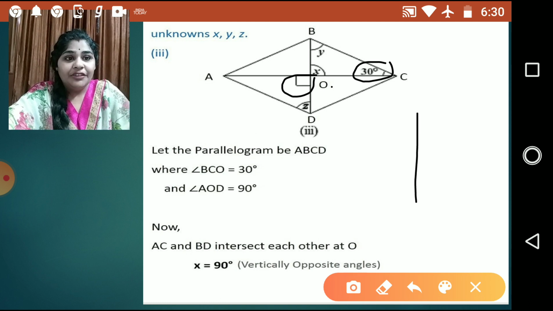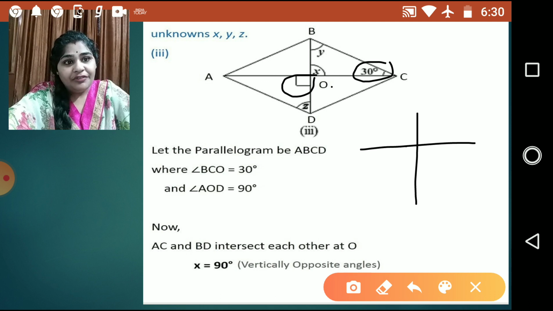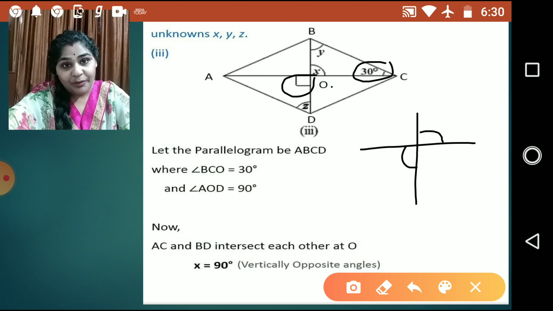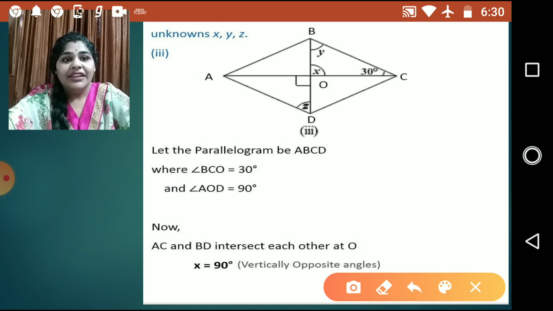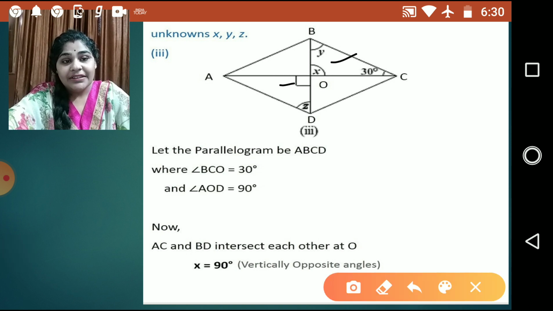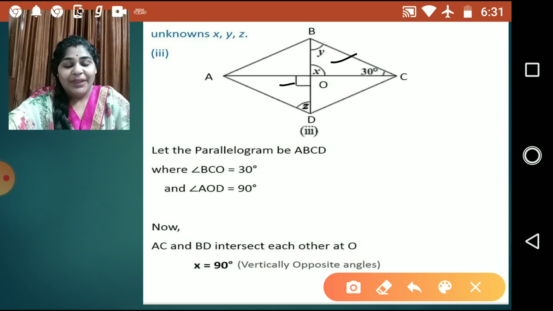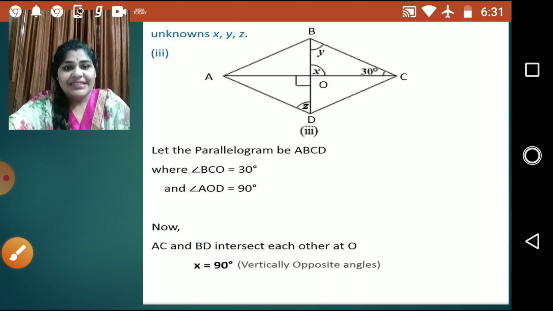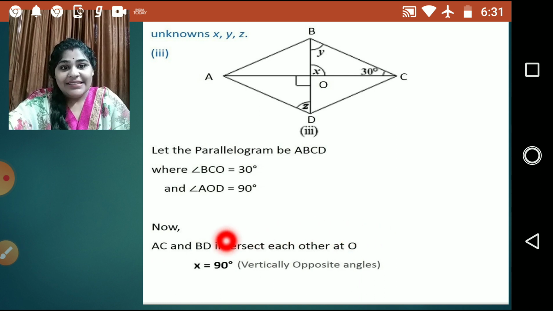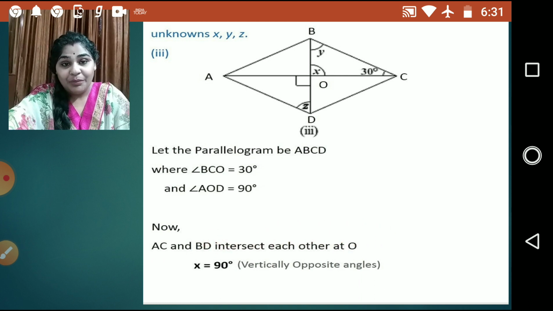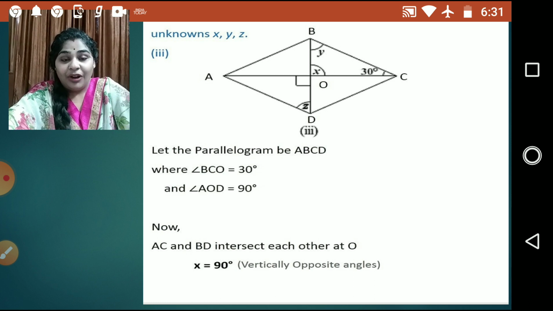So now children, if you see, these are my lines, right? If I draw here this angle and this angle, these are forming a pair of vertically opposite angles, right? So we have already learned that vertically opposite angles are equal. So now if this is 90, then X, as it is a vertically opposite angle to this, is also 90 degrees. So AC and BD, you can see here, intersect each other at O. Hence, X is equal to 90 degrees, vertically opposite angle. So we got X, right?